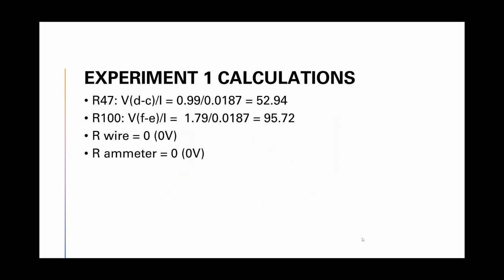Our experiment 1 calculations for our real resistance values use this equation, V at the location divided by our current. So we had going from D to C, not C to D, that's why it's positive. We have a real resistance of 52.94 ohms. At the 100 spot, we had a resistance of 95.72 ohms. And our wires had 0 and our ammeters had 0 because there was either no voltage at those points or the ammeter was not strong enough to detect a voltage at those points.